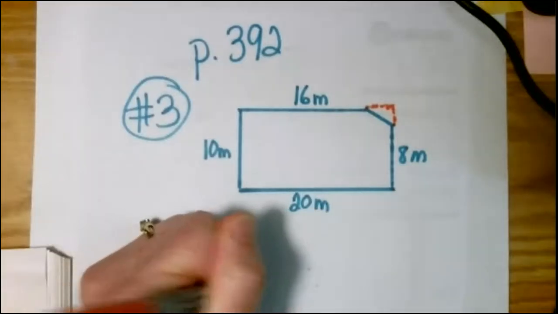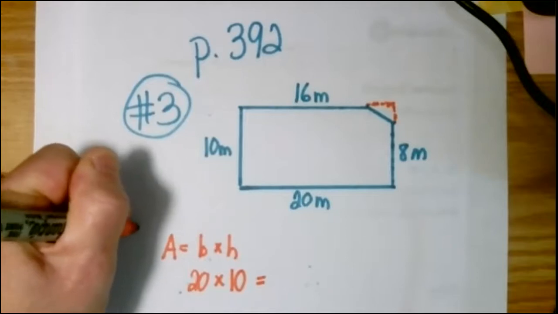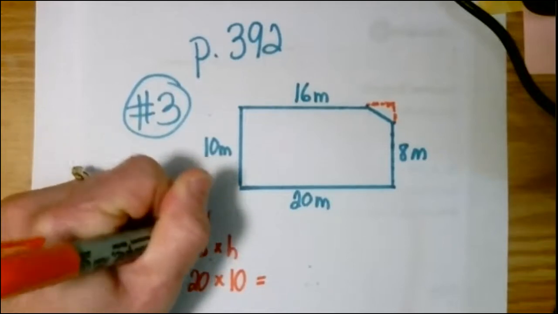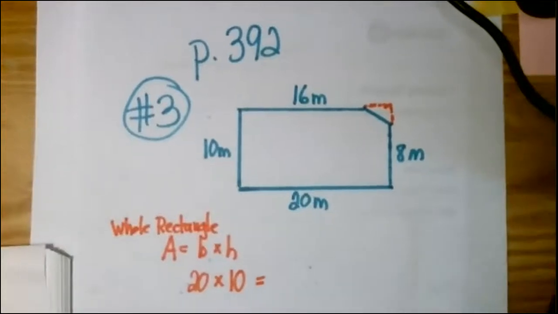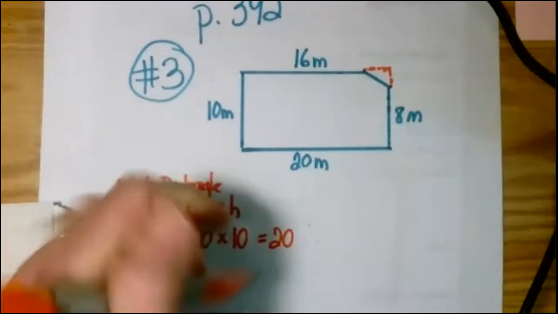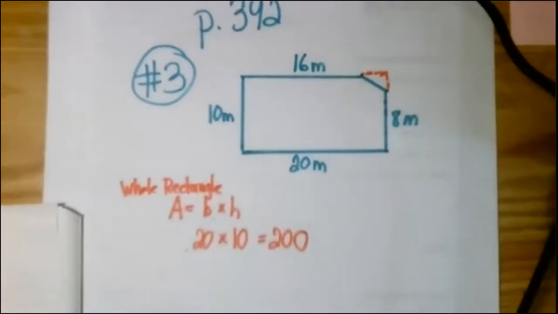So the area of the whole rectangle, so let's put whole rectangle. The area of the whole rectangle then is 220 and then a 0. You can go ahead and do the math on your paper at home.